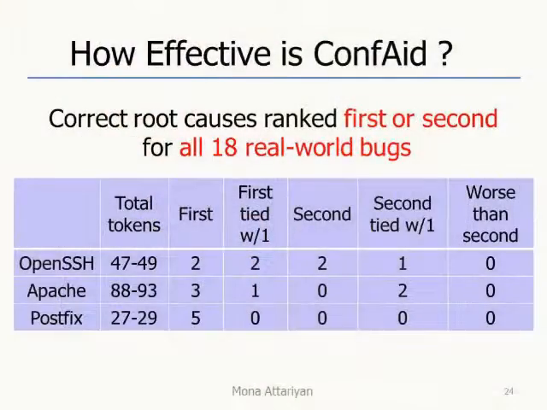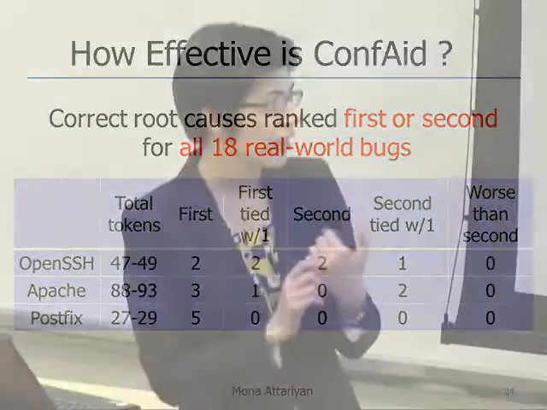All right, so let me show you some results. We used ConfAid to troubleshoot 3 applications: OpenSSH, Apache Web Server, and Postfix Mail Server. We looked online, looked at the forums and manuals, and found 18 misconfigurations that people reported for these 3 applications. We recreated these, and then we ran them with ConfAid to see if we could find out the correct root cause. And ConfAid was very successful.